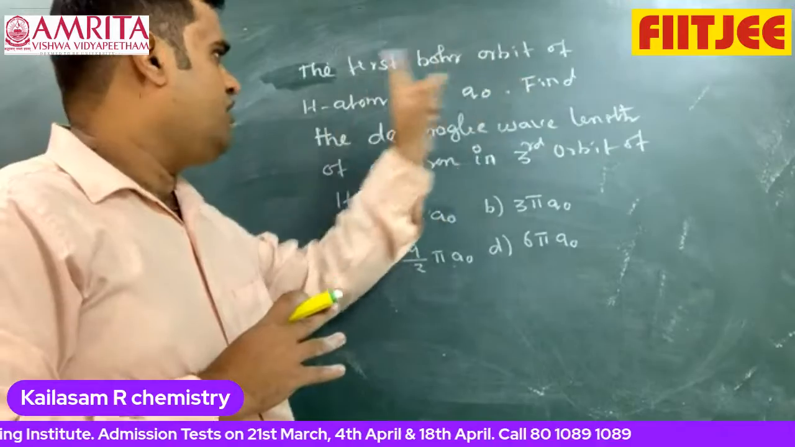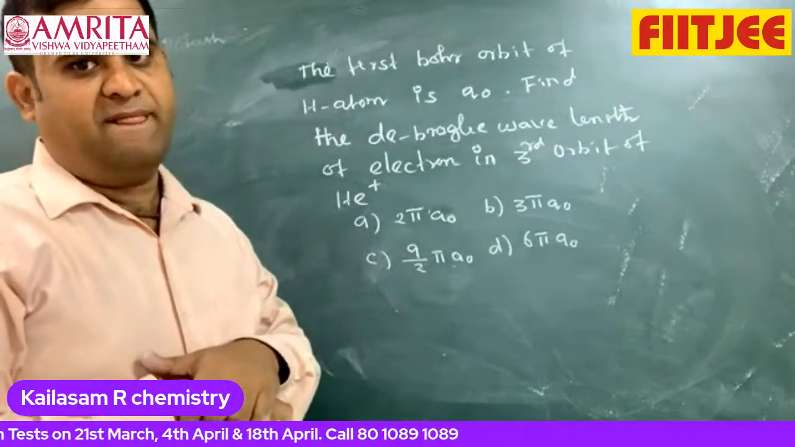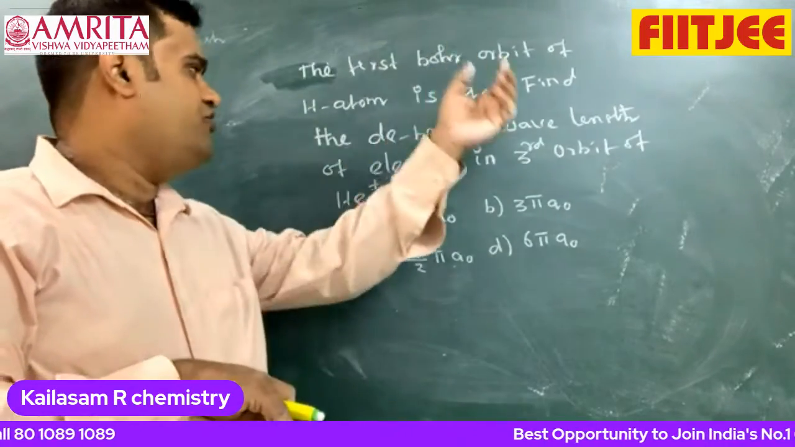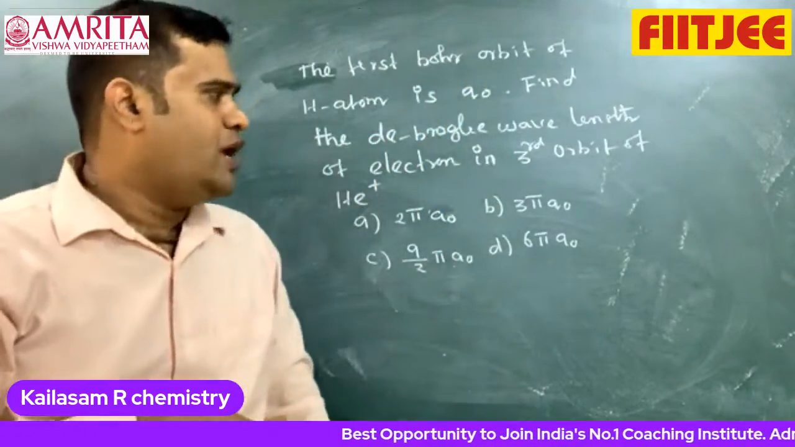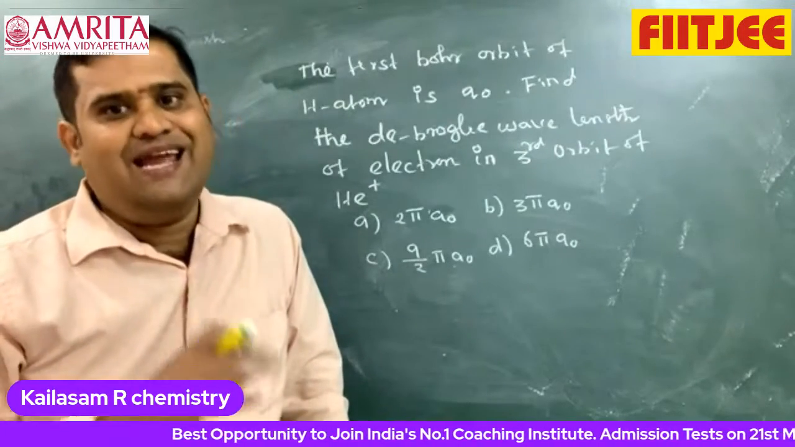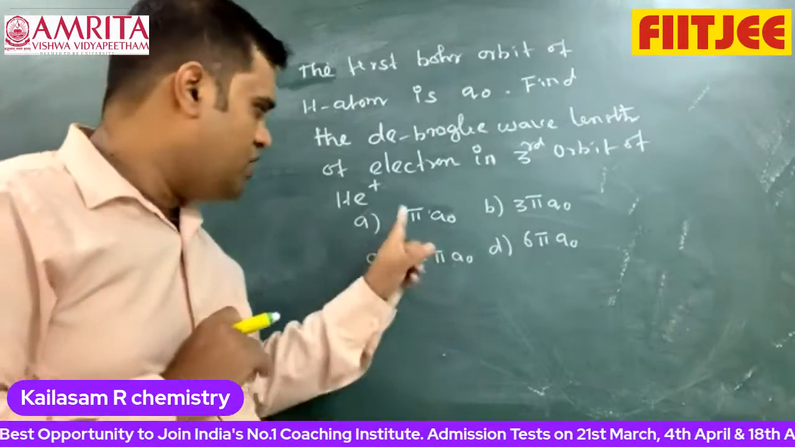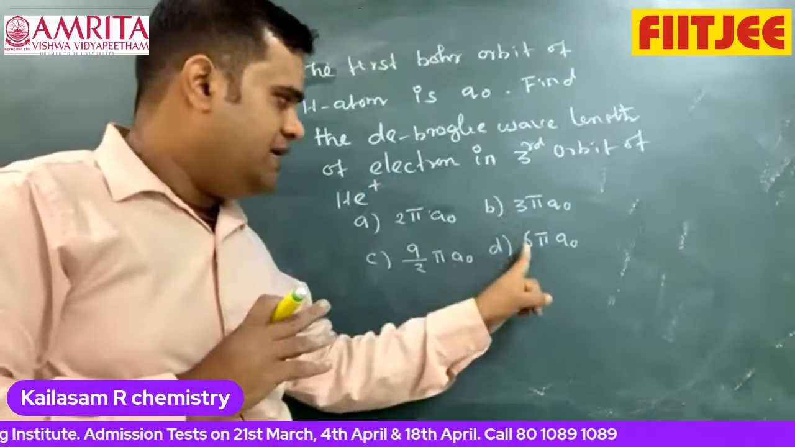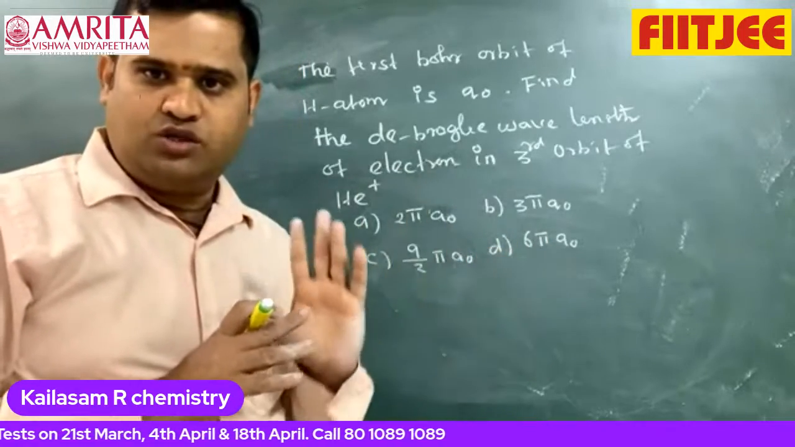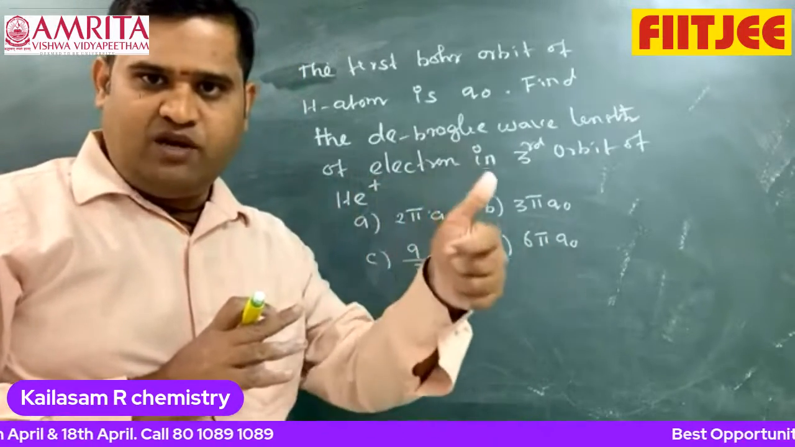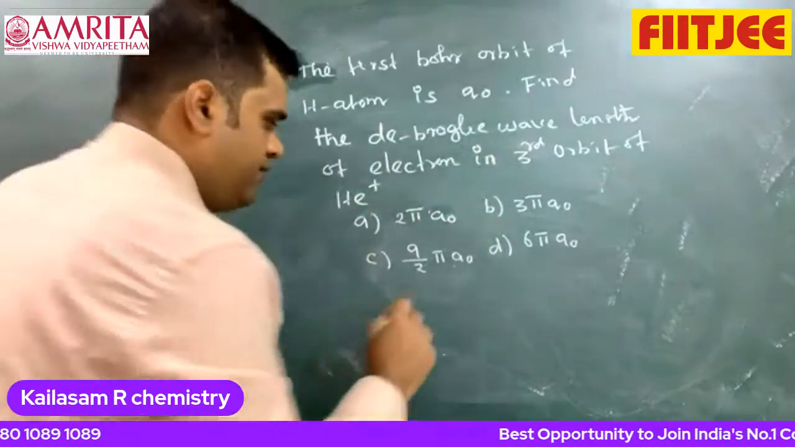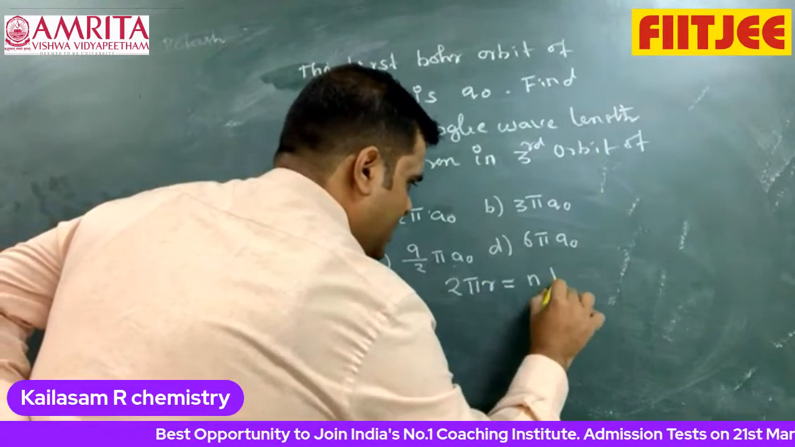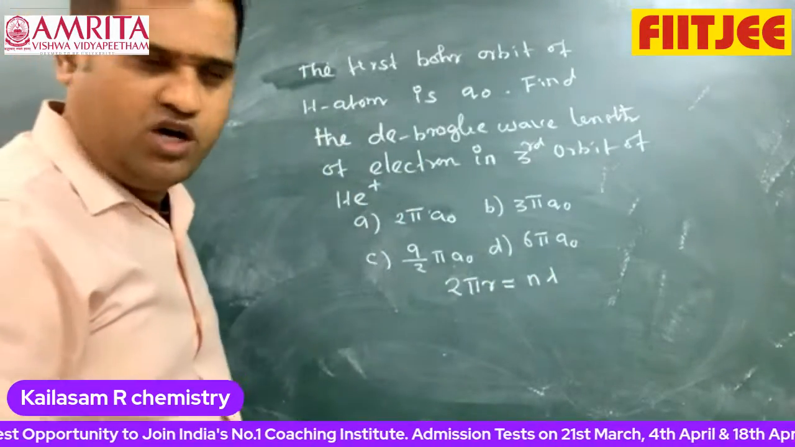The radius of the first Bohr orbit of the hydrogen atom is a naught, and find the de Broglie wavelength of the electron in the third Bohr orbit of the helium plus ion. Options are 2 pi a naught, 3 pi a naught, 9 by 2 pi a naught, and D will be 6 pi a naught. How to solve this question? We know the condition for a stable wave: 2 pi r is equal to n lambda. You can write that 2 pi r is equal to n lambda. Now what do you want to find out?